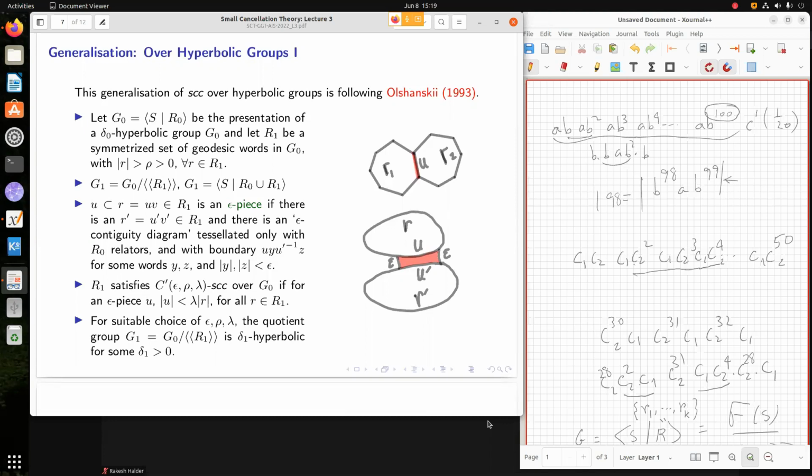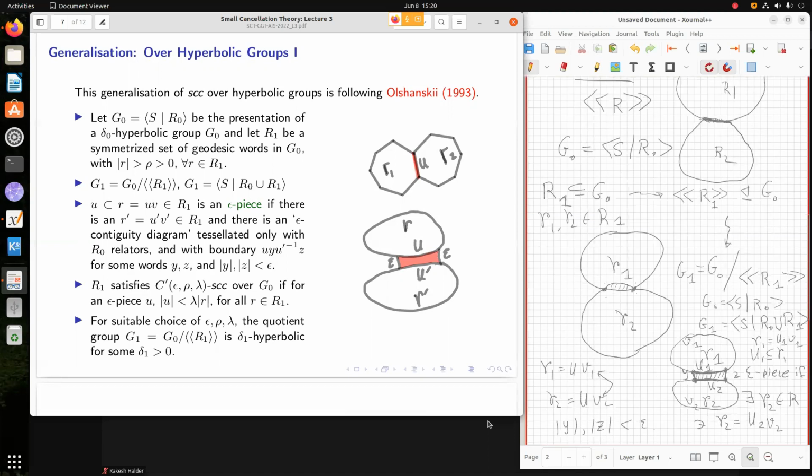You see that the red space must be filled with, like it's mentioned here, what is called a contiguity diagram. So this diagram, the rectangle, is called a contiguity diagram, and the diagram is tessellated only with R naught relators, right? So what you are saying is that if I take two geodesics which are far from each other, the two induced relators in the resulting quotient will give me disks in the resulting Cayley complex of G1, right?